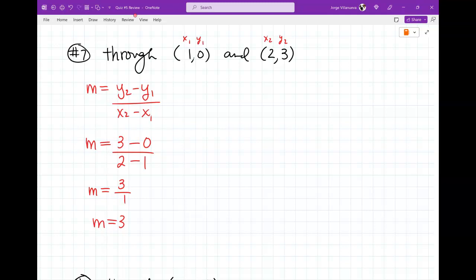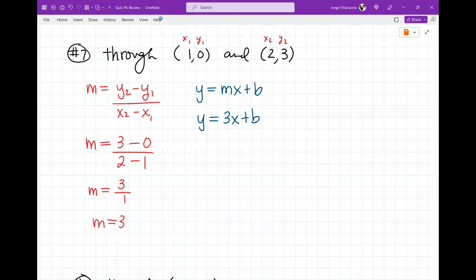So my slope is 3, so I'm good. Now that I know my slope is 3, I'm going to do what I just did in example 6. I'm going to start with my equation and fill in my slope. Then I get to pick which x comma y I want to use, either the first point or the second point.